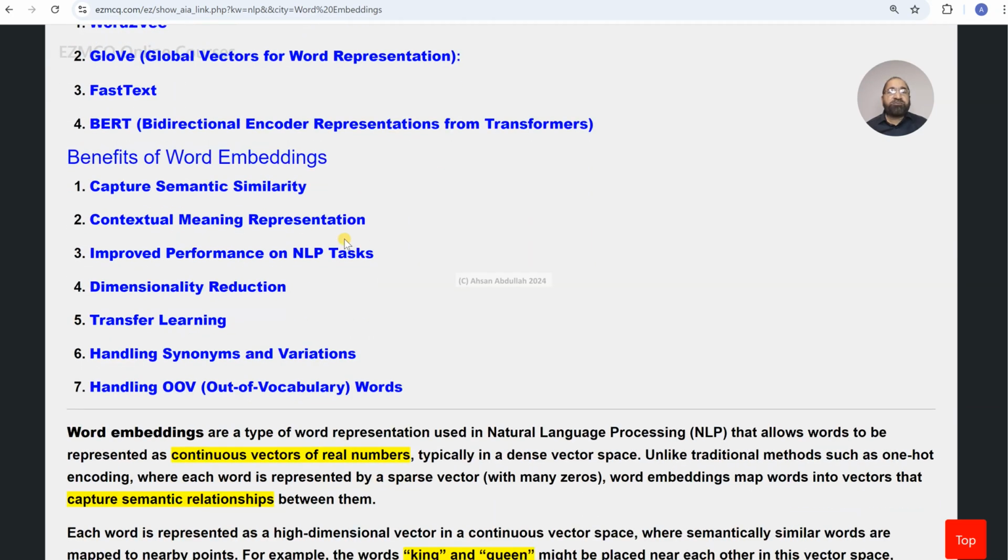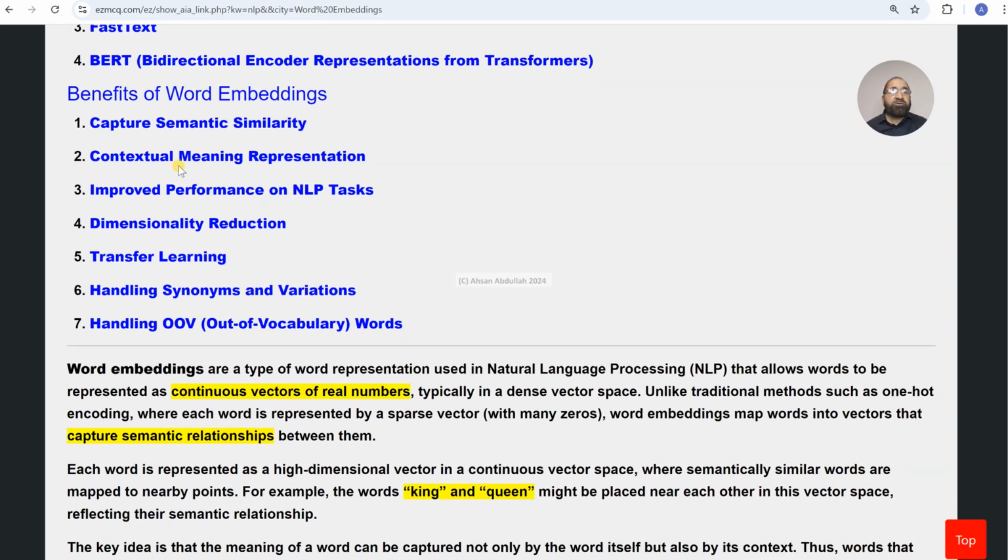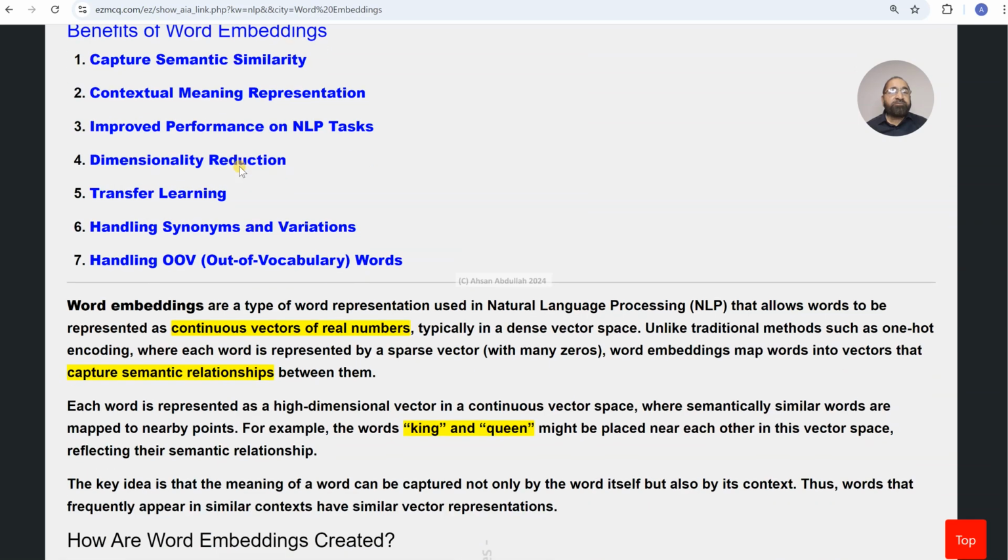So what are the benefits of word embeddings? They capture semantic similarity. That is very important because when we know the relationship between words, we can perform good text generation or machine translation, and the machine can make sense out of it. They also give contextual meaning representation, the meaning of a word based upon the context in which it is used. For example, bank as a financial institution versus the river bank, bark as a dog bark versus the skin of a tree, and so on. That improves the performance of NLP tasks tremendously because the semantics and meanings are there.